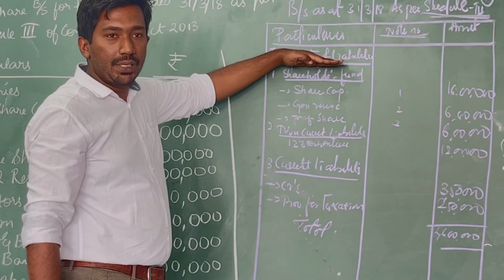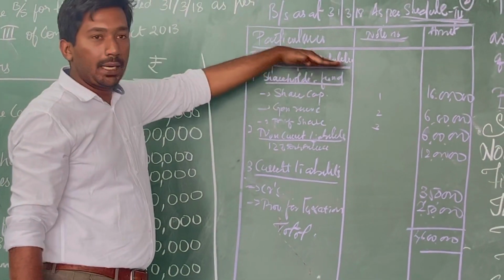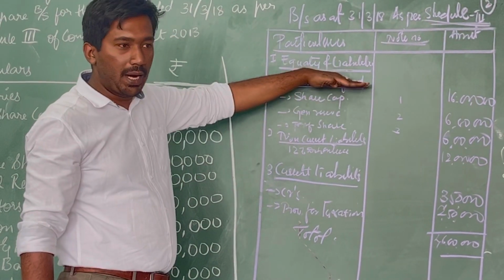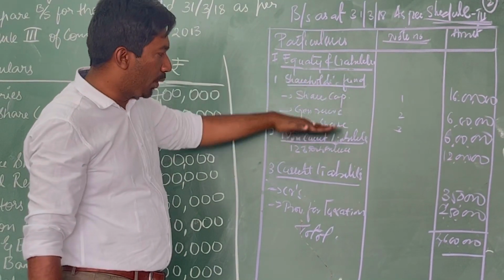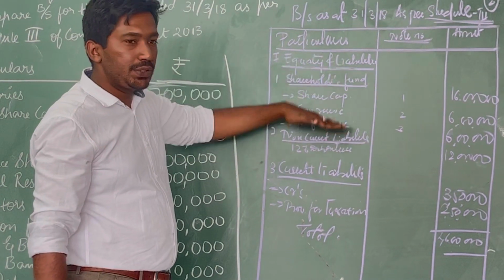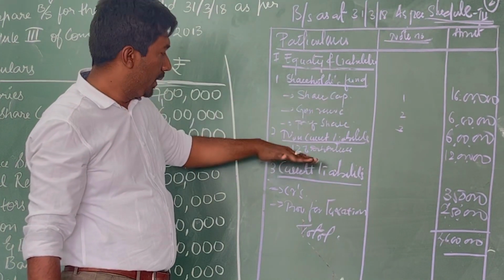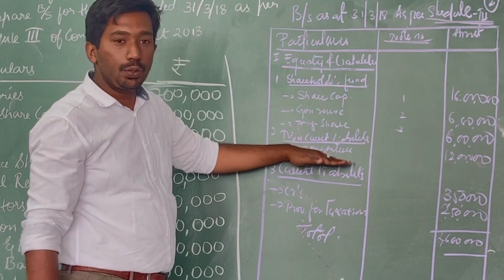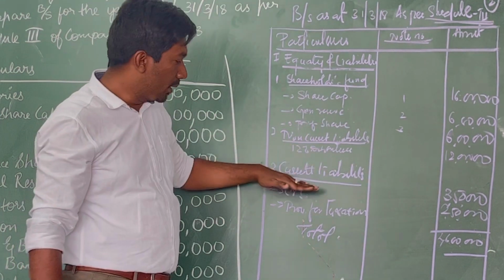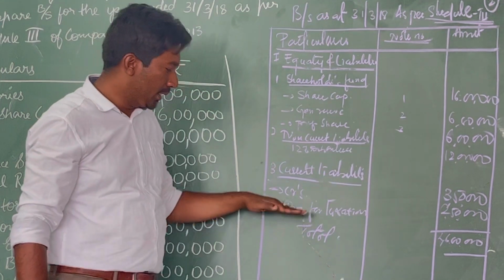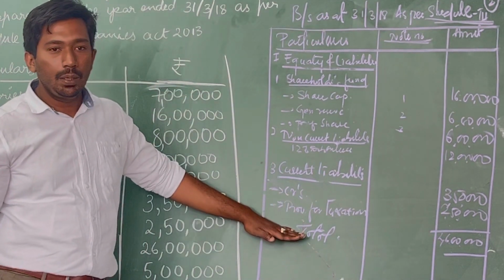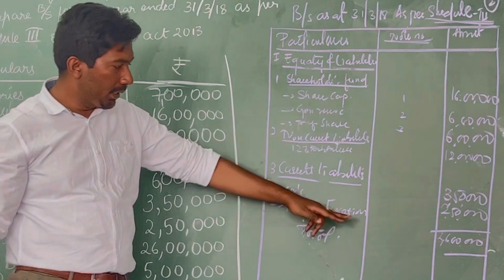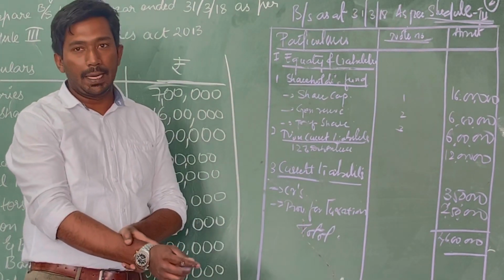Next. So these are the major headings you will be getting in the liability side. First one, you will write as equity and liability. Under that subheading shareholders fund. Under that you can write general reserve, share capital, preference shares. The next we have is non-current liabilities. Under that 12% debentures. Third heading is current liabilities. Under that creditors and provision for taxation. If you total it, you are getting 46 lakh.